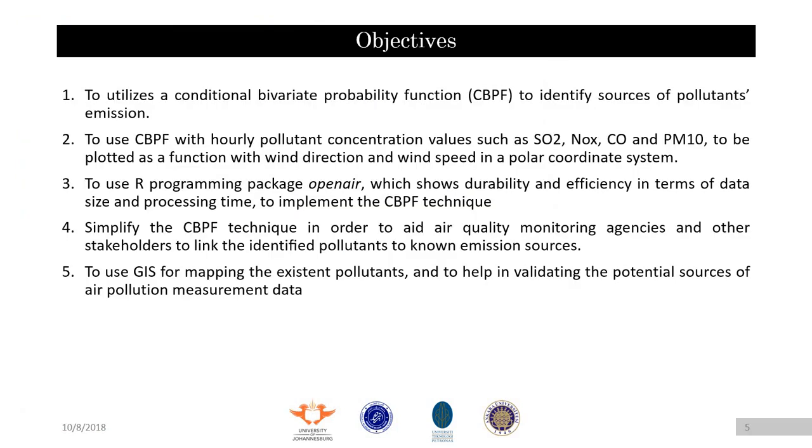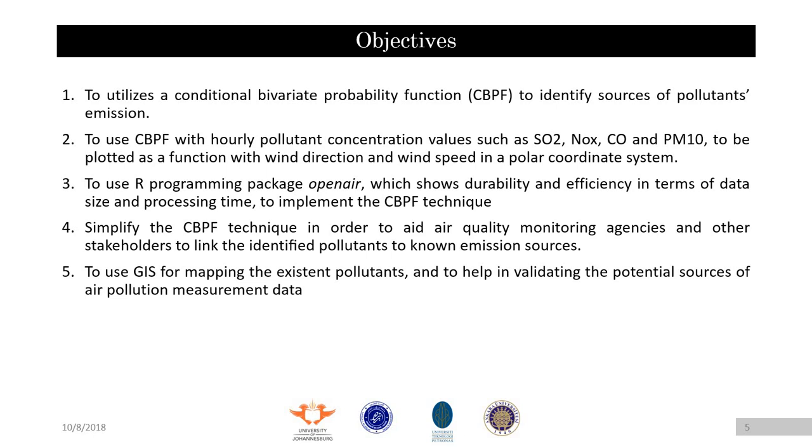So the main objectives of this research are to utilize a conditional bivariate probability function, CBPF, to identify sources of pollutant emissions, and to use the CBPF with hourly pollutant concentration values such as SO2, NOx, CO and particulate matter 10 to be plotted as a function of wind direction and wind speed in a polar coordinate system, and also to use the R programming package, which shows durability and efficiency in terms of data size and processing time, to implement the mentioned technique.